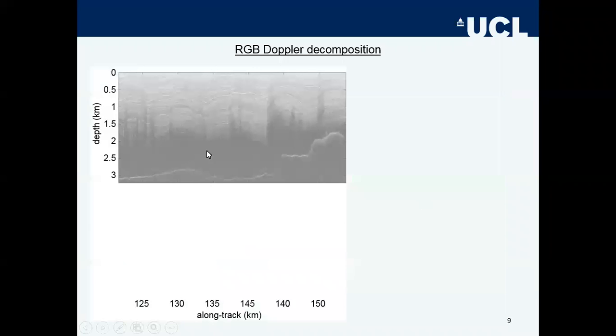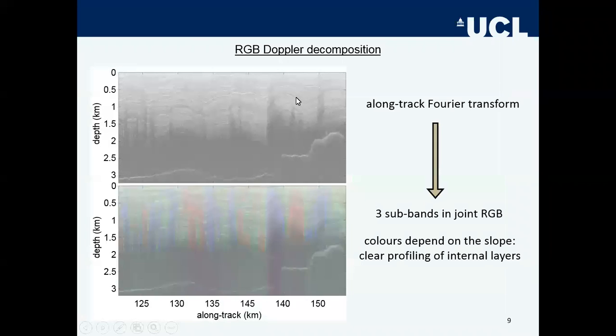So we have here one example of the 2D SAR image with the depth in the vertical in kilometers and the along-track distance. And this is in black and white, or gray intensity levels. That's a standard image. So what we do is take the Fourier transform along the horizontal profile, that's for obtaining the Doppler frequencies, and we combine these subbands into a joint RGB representation.